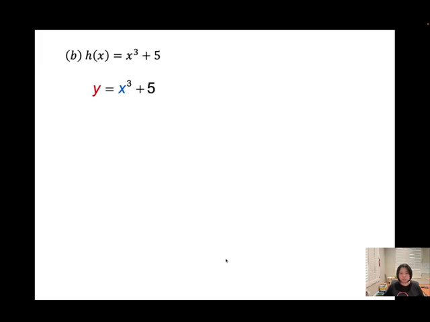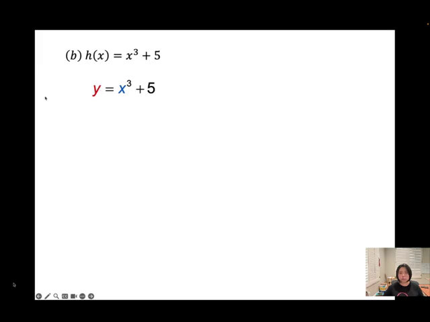First, make sure this is a one-to-one function. So we have y equals x squared plus 5. It's going to be going that way. So good, this is a one-to-one function. And then we already replaced the h of x with y.